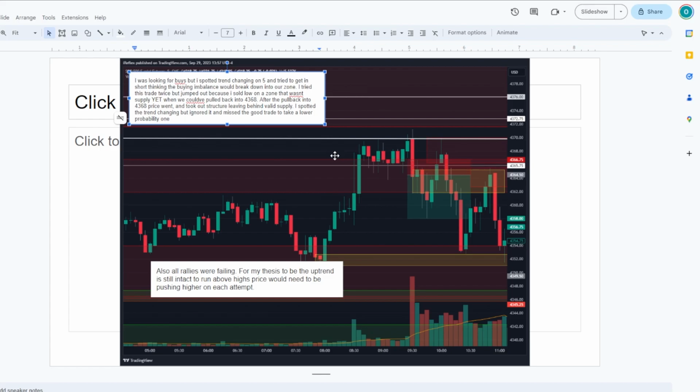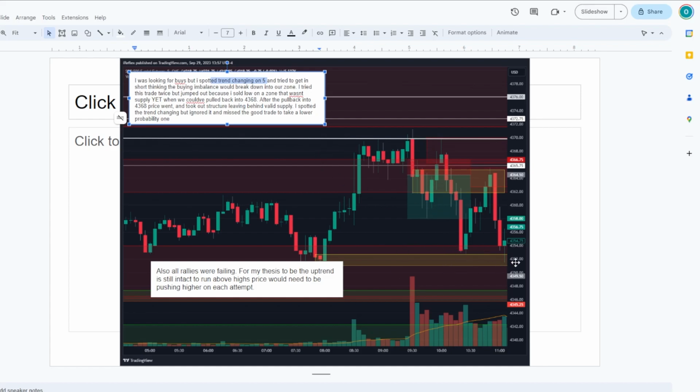There's no reason why I should be looking for buys. Although we are in a bullish trend on the higher time frames, for me to take a buy on the 5 minute, the time frame I'm executing on, the trend has to be intact. Bullish trend on the 5 minute. So I was just ignoring those signs.